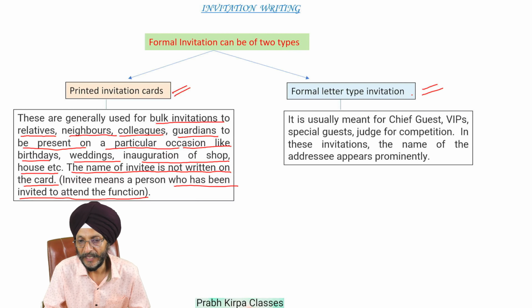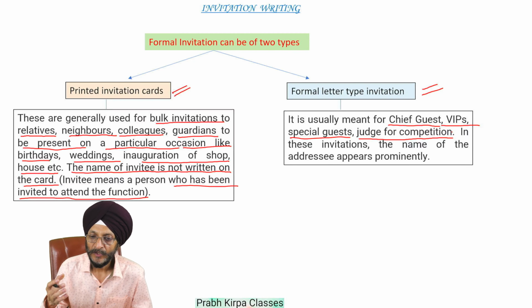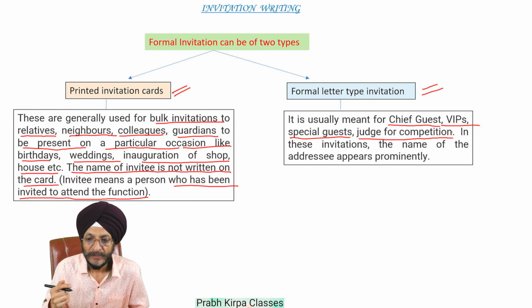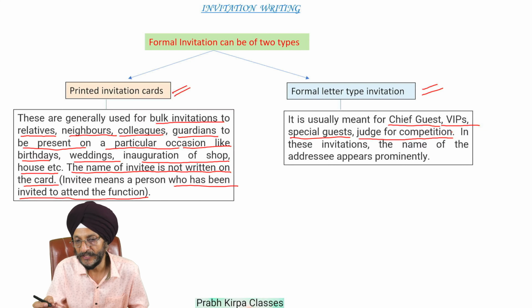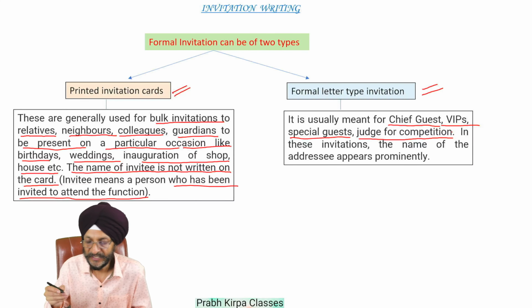Formal letter type invitation is the other type of formal invitation. It is usually meant for the chief guest, VIPs, special guests, or a judge for a competition. Suppose we are running a school, and we want to invite a chief guest for the annual day function or sports day. We may also want other VIPs to be present on this occasion. We may also invite some persons to be the judge for a competition.